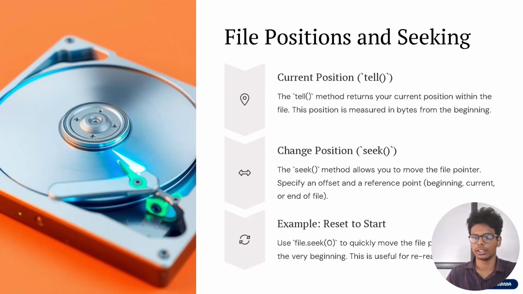File positions and seeking. To find the current position, use the tell function. The tell method returns your current position within the file. The position is measured in bytes from the beginning. To change the position of the cursor, we use the seek function. The seek method allows you to move the file pointer, and it specifies an offset and a reference point, like beginning, current, or end of the file. For example, reset to the start. Use file.seek(0) to quickly move the file pointer to the very beginning. This is useful for rereading the file.